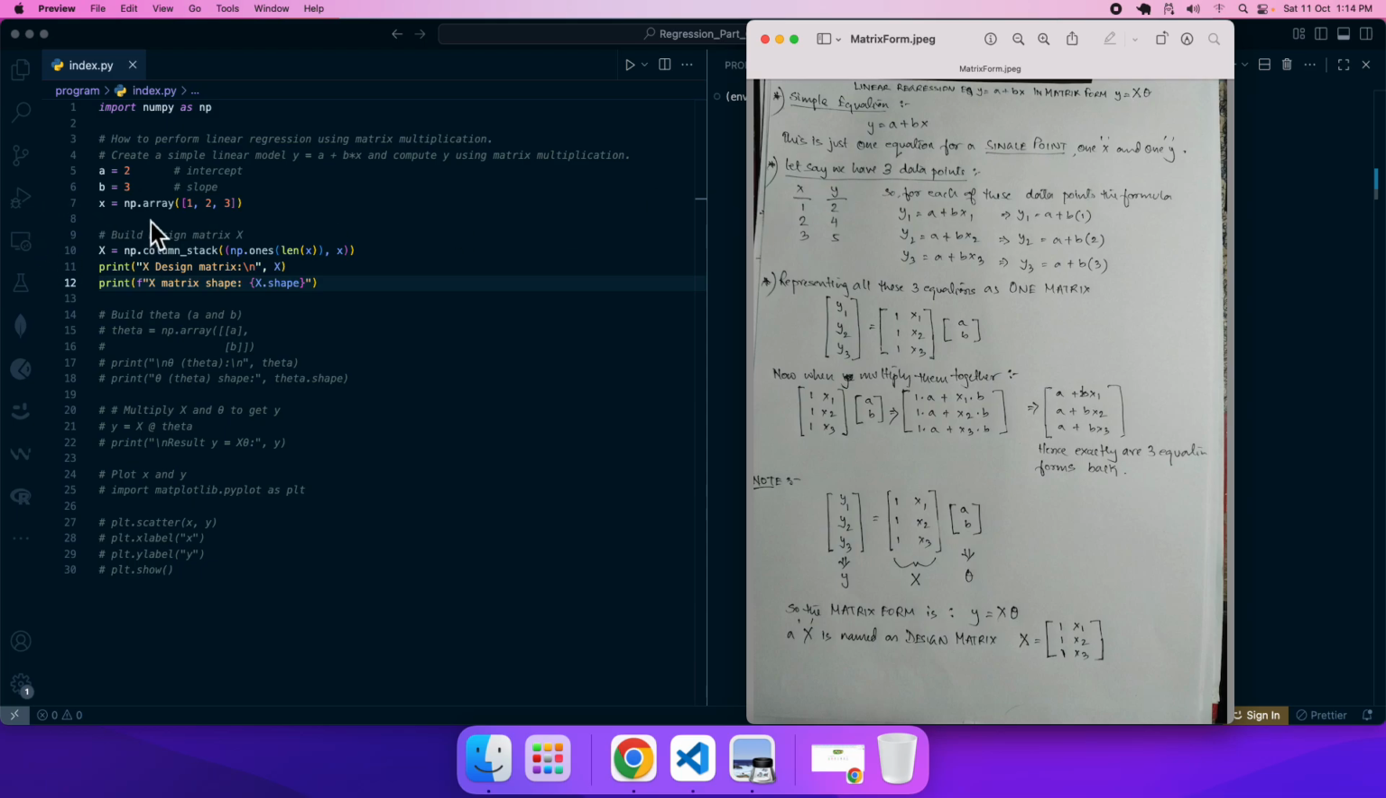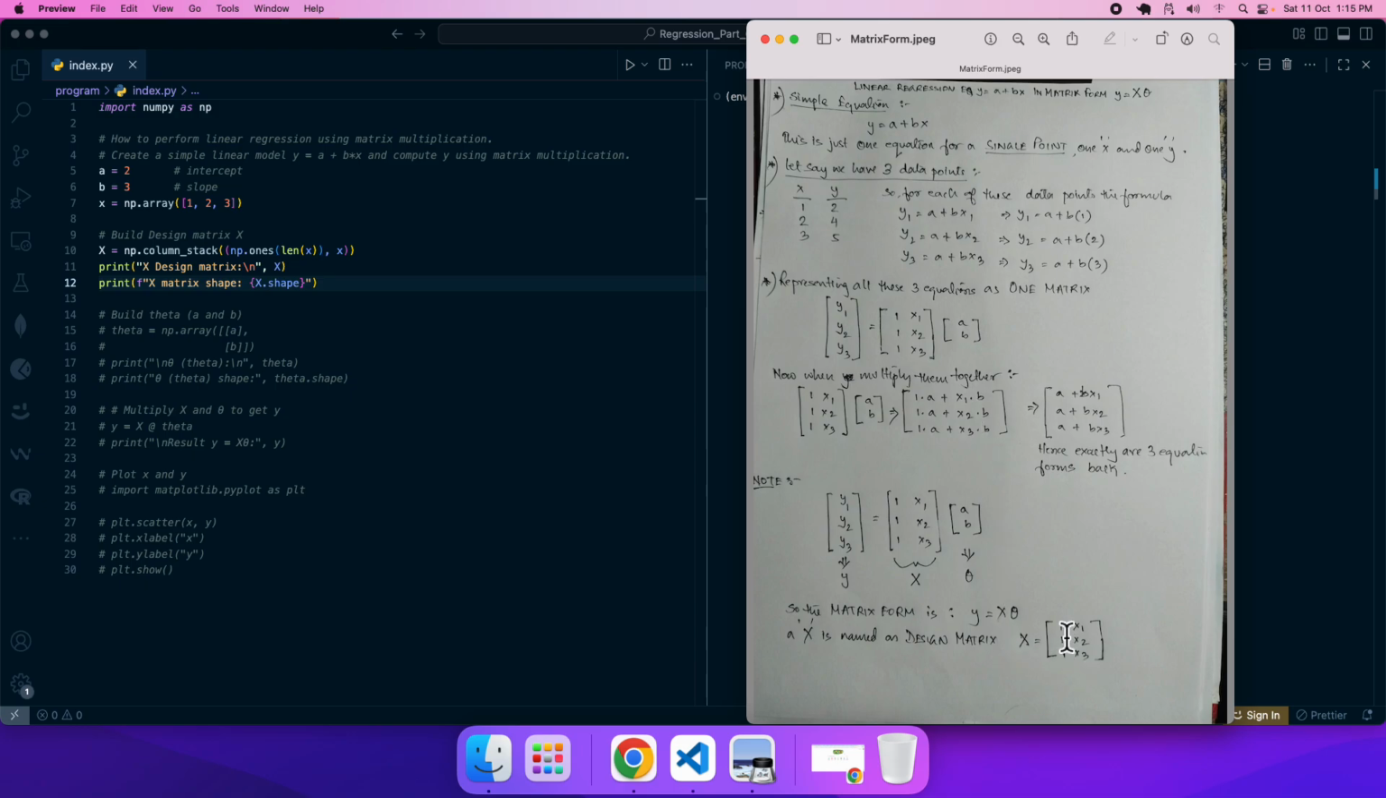So let me show you over here. Let's consider my x values are 1, 2 and 3. Initially this is in the form of a Python list. I need to transform it into a NumPy array. So x is now a NumPy array, or you can call it a vector, and I already have the following a and b values, which I have just anticipated. Now what we have to do is create this design matrix X. So how do we create the design matrix?